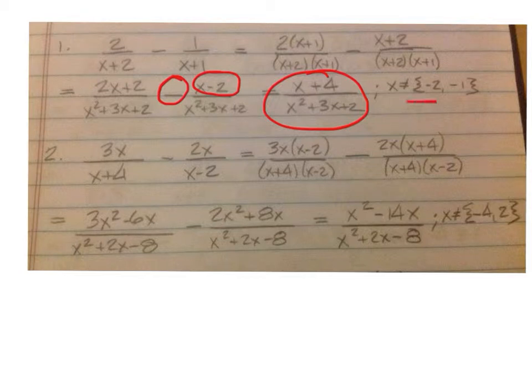So on this, you should also have negative 2 and negative 1 for your excluded values. You get 1 point for having the right final answer and the excluded values, all of them. 1 point for this, 1 point for that. For number 2, you should have x squared minus 14x over x squared plus 2x minus 8, and the excluded values are negative 4 and 2.